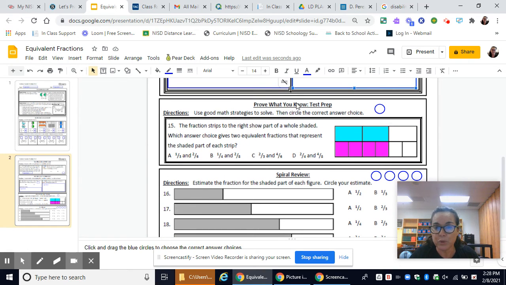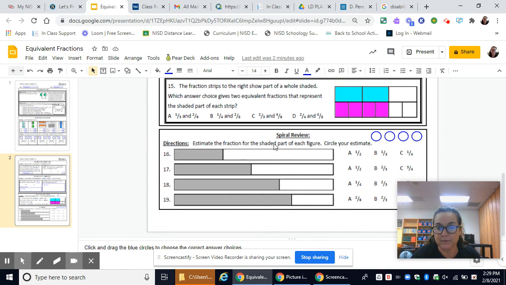All right, prove what you know, test prep. Use good math strategies to solve, then circle the correct answer choice. The fraction strips to the right show part of a whole shaded. What I would like for you to do is probably on a piece of paper label this. So this is 2 out of 3. So 2/3. Which answer choice gives two equivalent fractions that represent the shaded part? So you're going to have to find this part and this part.